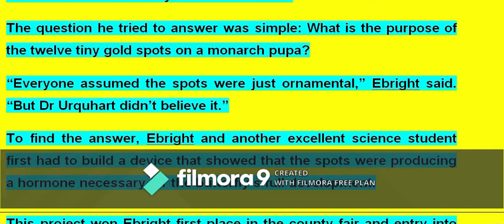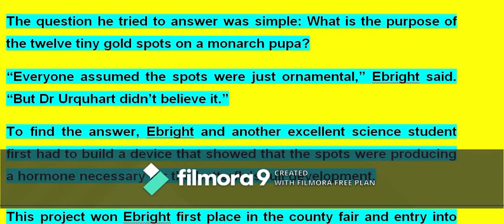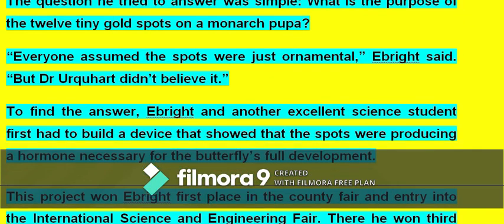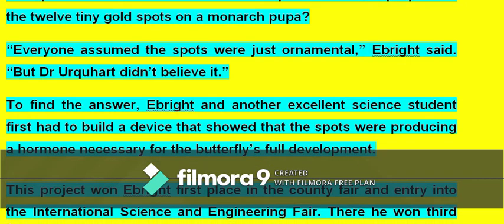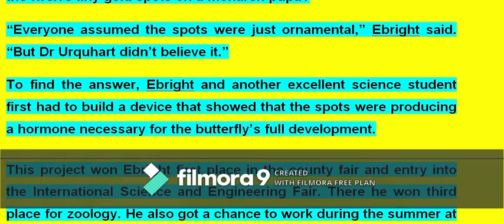When he experimented, he found out that there was a hormone present in it that was helping the growth of the pupa into an adult. Everyone assumed the spots were just ornamental. Ornamental means just for decoration or beauty. Ebright said Dr. Urquhart didn't believe it.